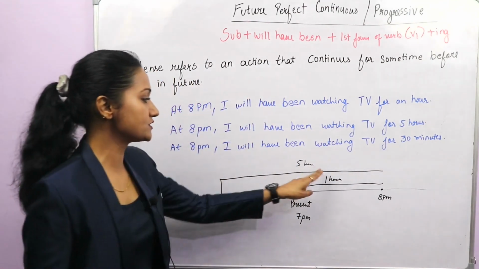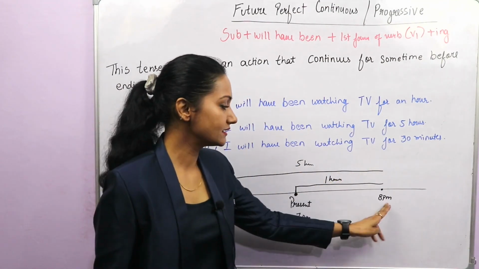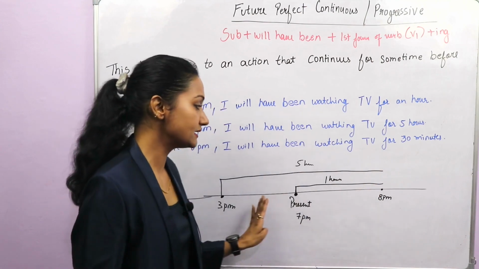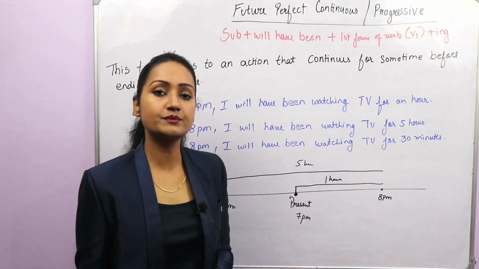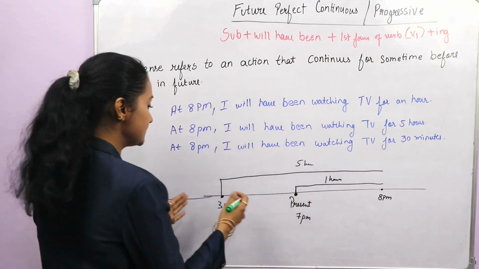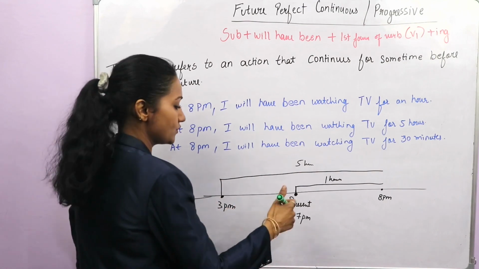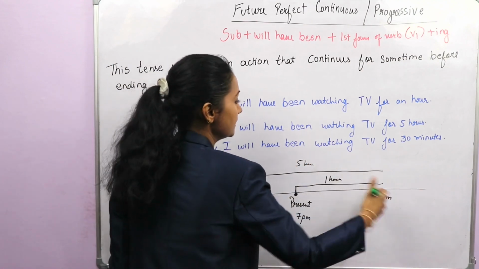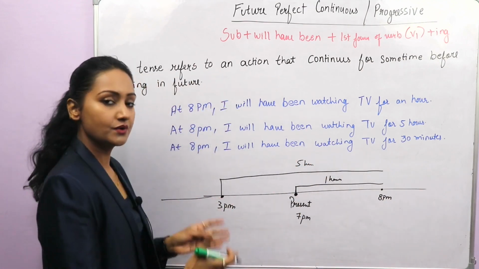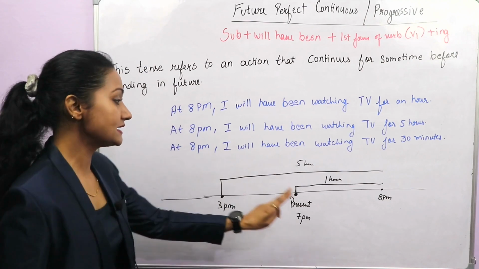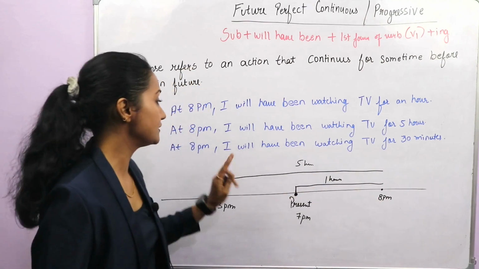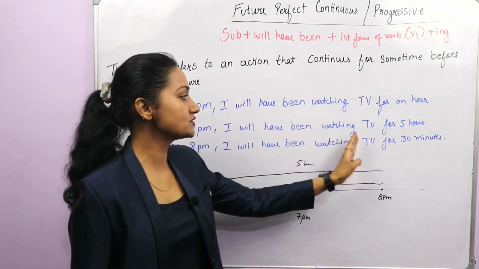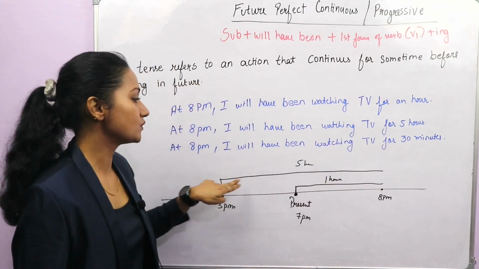Okay, so this is a duration of 5 hours and it ends in future, but before that it continues for a specific period of time. Okay, now here it didn't start in present, but it started in past and continued till future. So again, future perfect continuous. Okay, so at 8 p.m. in future, I will have been watching TV for 5 hours.